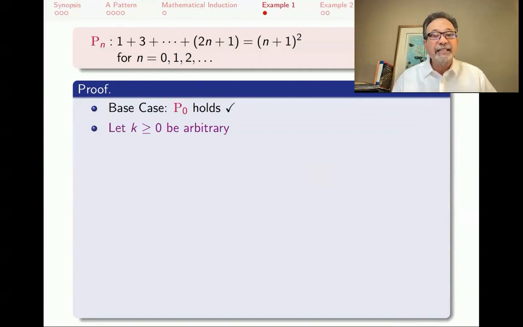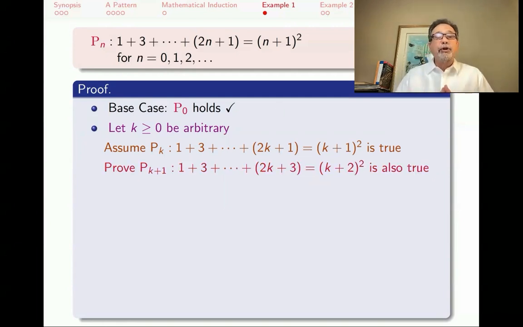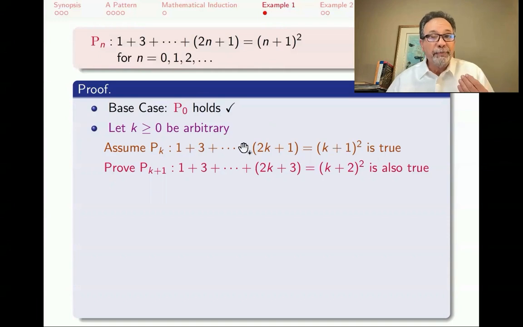And then for the inductive case, we need k to be an arbitrary non-negative integer. We reserve judgment on what k is. K could be 1, could be 10, could be 11. The statement Pk means what? The statement when I plug in k for n: 1 plus 3 all the way to 2k plus 1 equals k plus 1 squared is true. I'm assuming that it's true. And using that, I'm going to prove that the next one, which is k plus 1, is true. Now, how do I get what that is? Instead of k, I put k plus 1, I get 2k plus 2 plus 1, which is 2k plus 3. And here I get k plus 1 plus 1, which is k plus 2. So I'm assuming the first statement Pk is true, and I want to prove the second statement should be true.